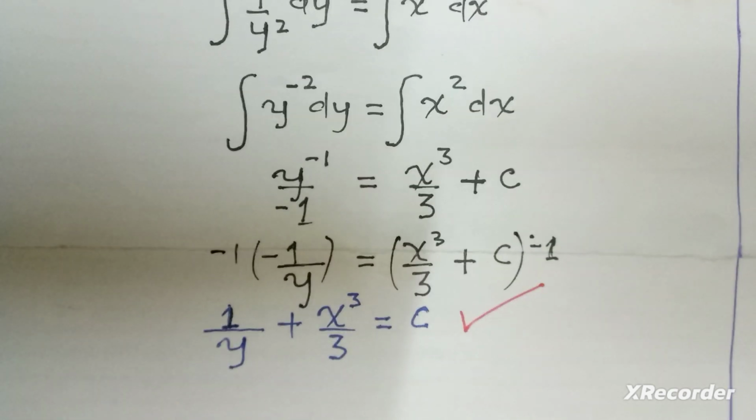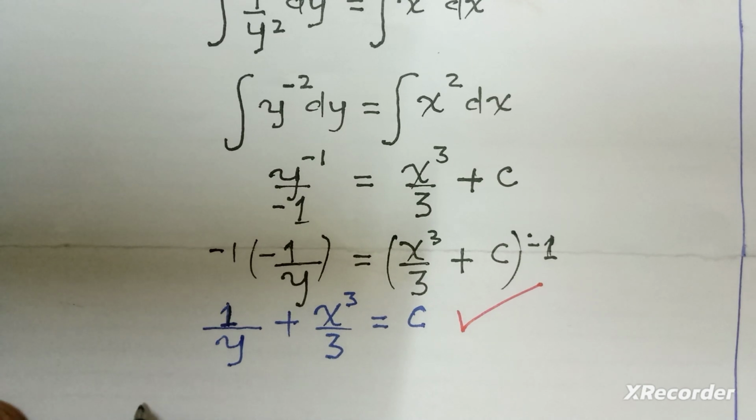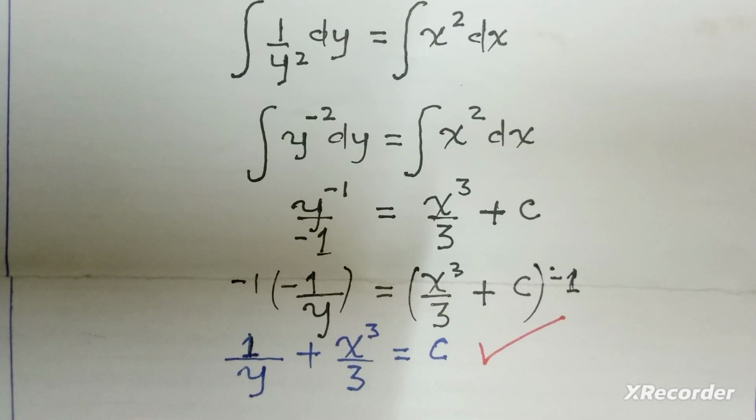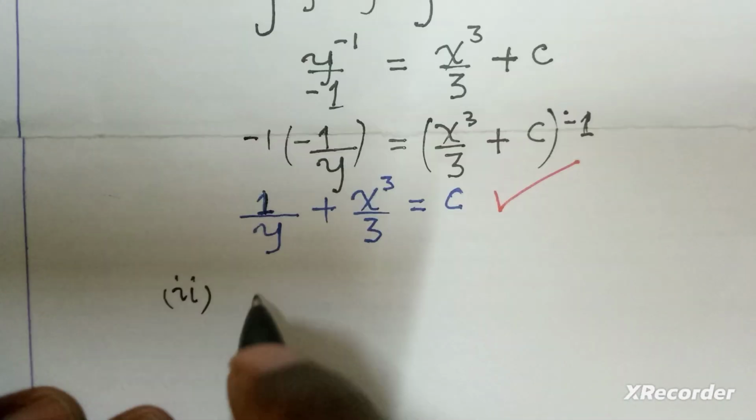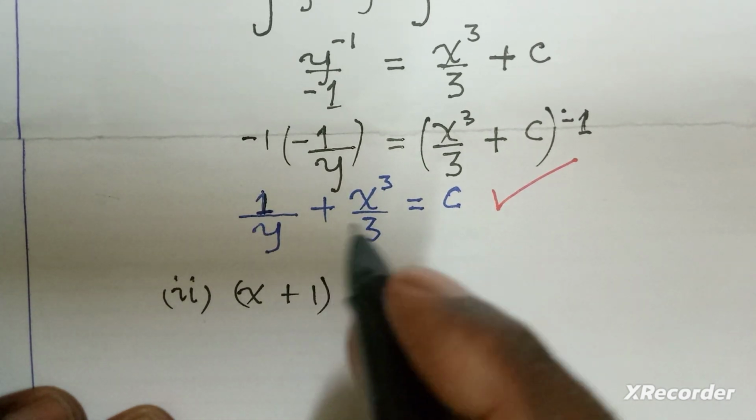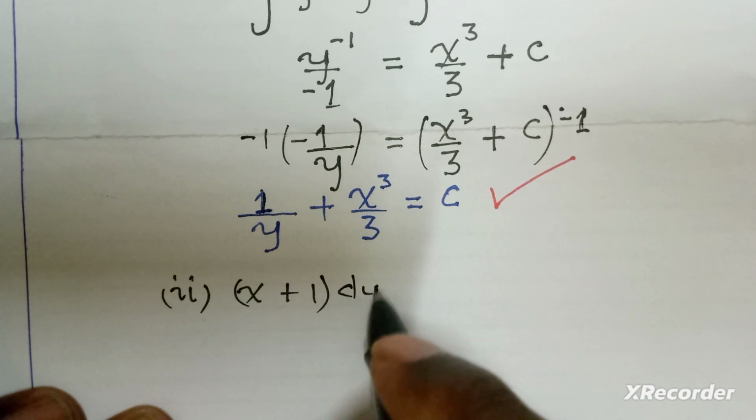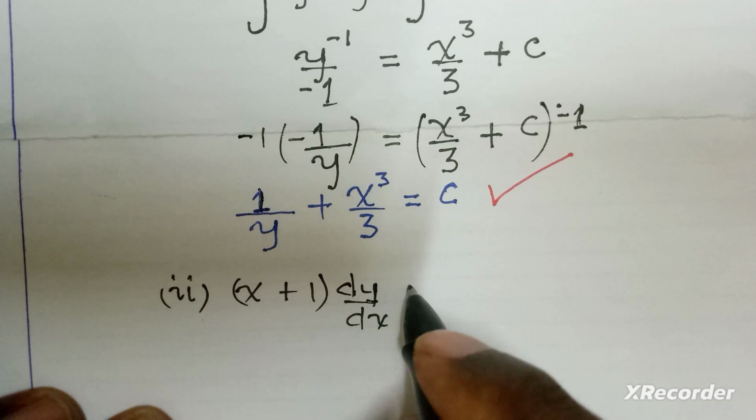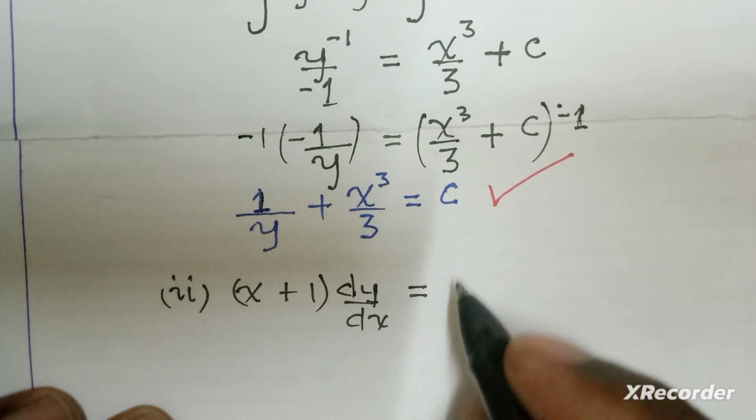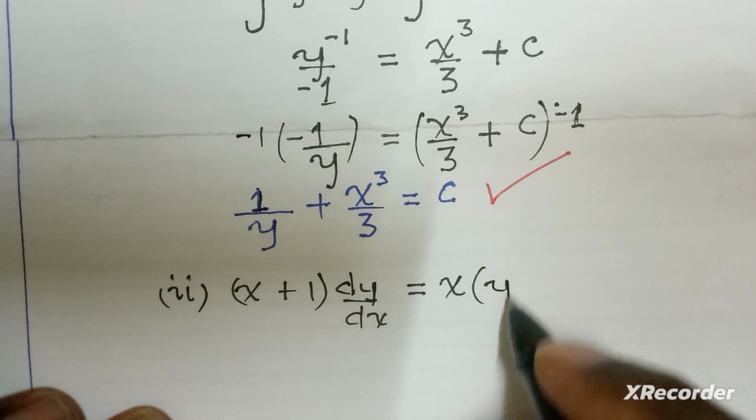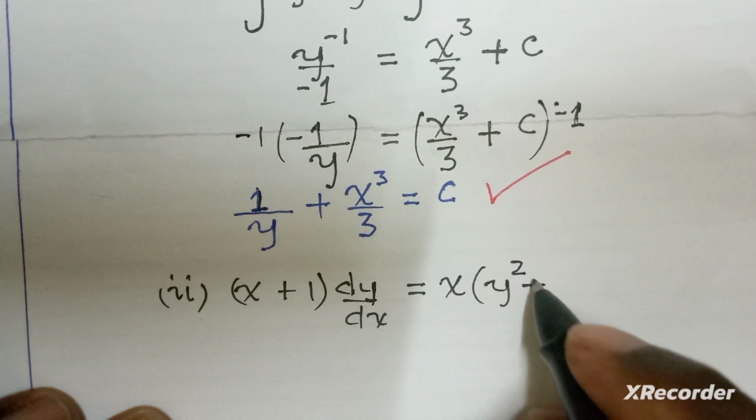Going to the next question, we write it down. Here is our next question, guys. This is Roman 2. We have x plus 1 dy dx equals x y squared plus 1, like that.